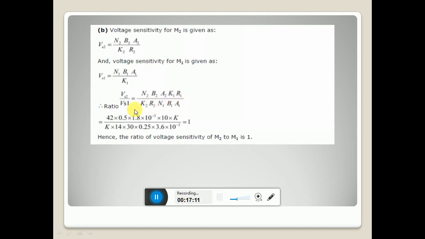Here K1 and K2 are both the same. If you substitute the remaining parameters, you will get 1. So the ratio of the voltage sensitivity of the second coil to the voltage sensitivity of the first coil will be 1 is to 1.